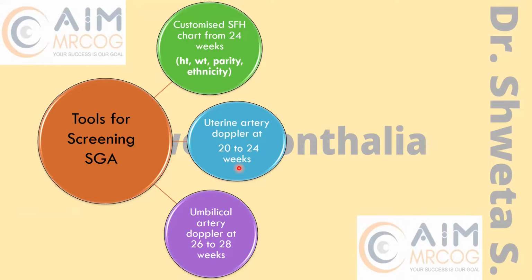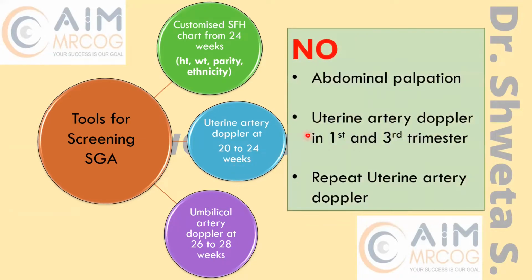What you will not do is also important. You will not do abdominal palpation for screening. Only SFH. Usually in our clinical practice, we do abdominal palpation, but that is not reliable. They say it can detect only 30% of the cases. So definitely it is not going to be a reliable thing. So abdominal palpation, you will never choose in the exam for screening of SGA.